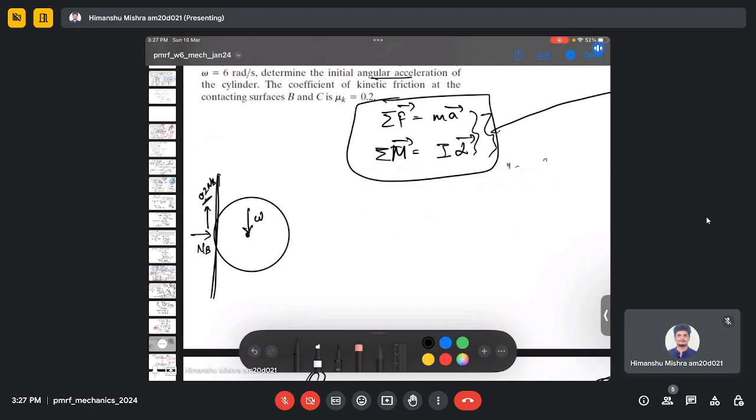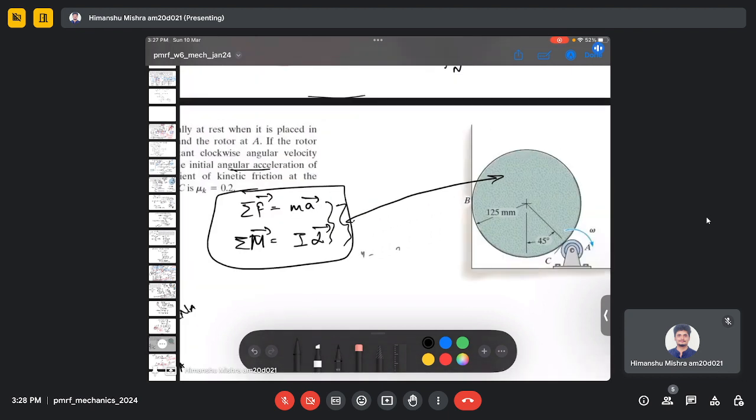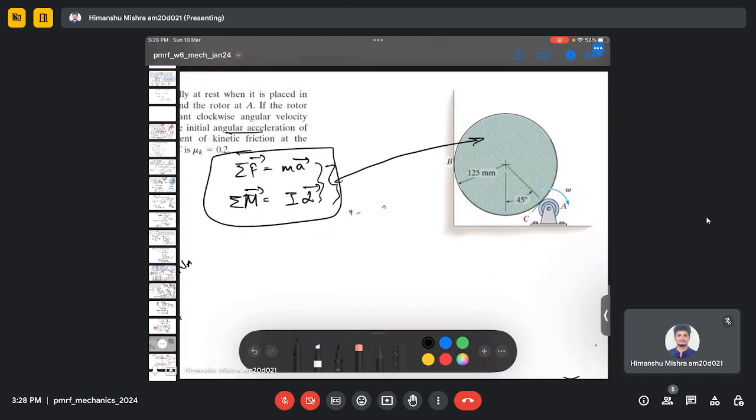So this is my friction force. So the friction is here at two places: one at the contact between the wall and the cylinder, and then at the contact between the cylinder and the pulley.